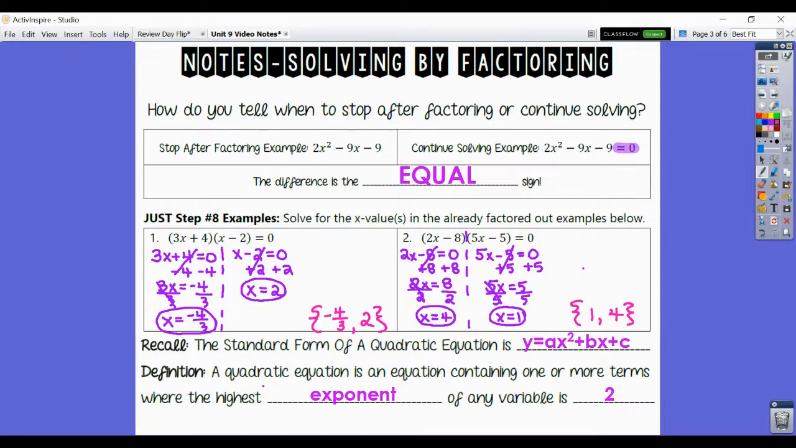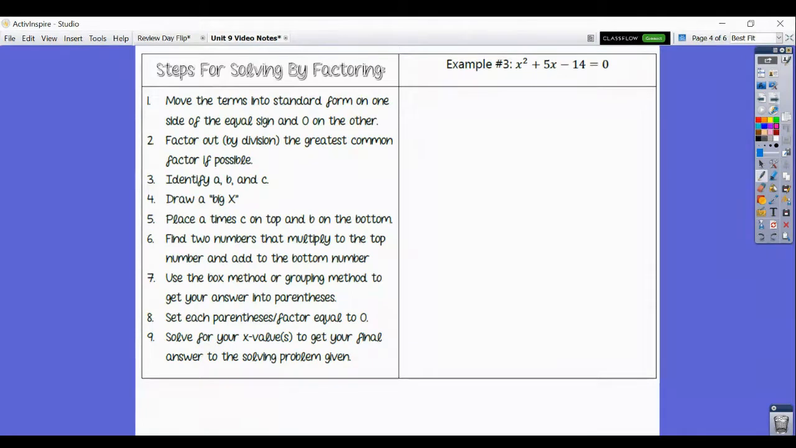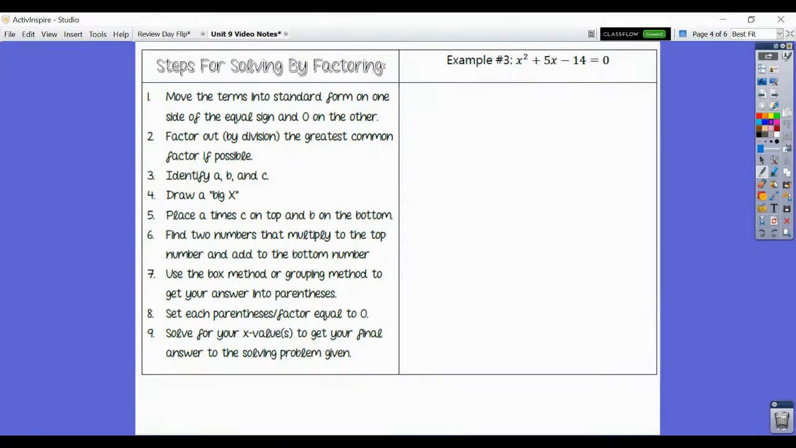Let's recall that the standard form of a quadratic equation is y equals ax squared plus bx plus c. And the definition of a quadratic equation is an equation containing one or more terms with the highest exponent of any variable being 2. That's exactly what we have in example 3. It's in standard form. As a reminder, that's ax squared plus bx plus c. And if it's not in standard form, that's what you do first. You must have it in standard form, and you must have one side equal to 0.